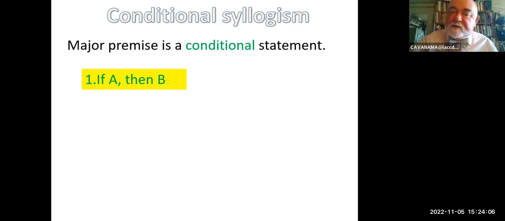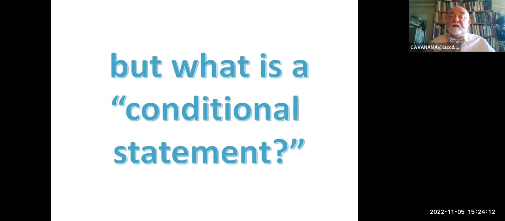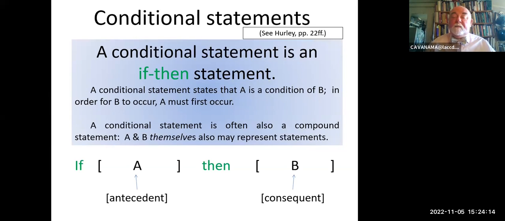In the pure conditional syllogism, the major premise is a conditional statement. What's a conditional statement? Well, it's an if-then statement. I talked about that before, but let's break this apart a little more. Notice we're using letters A and B. They're just placeholders. But the conditional statement says, if A is the case, then B is the case, okay?